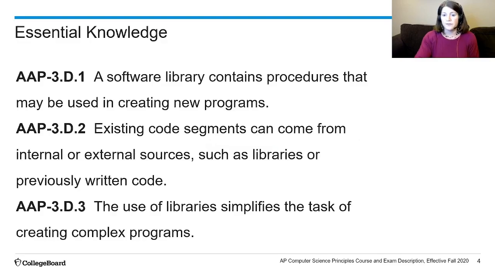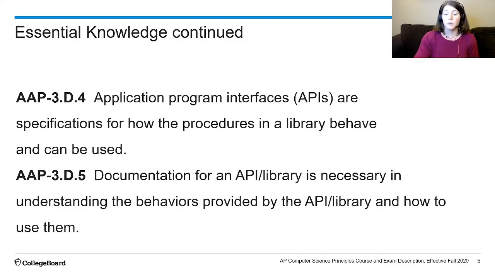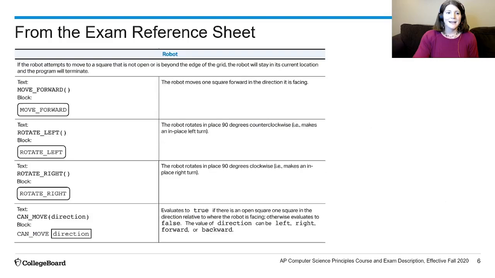That goes along with these essential knowledge statements. As you can see there, we learn more about code segments and libraries, as well as application program interfaces. So let's get to it. We will be using some code that you've seen before in previous AP Daily videos, as well as found on the AP exam reference sheet. So here's a screenshot of the robot commands, and we'll be seeing some of that in our examples today. You can find that on the exam reference sheet.